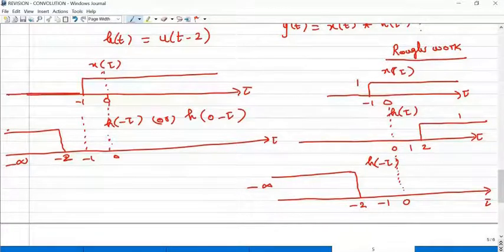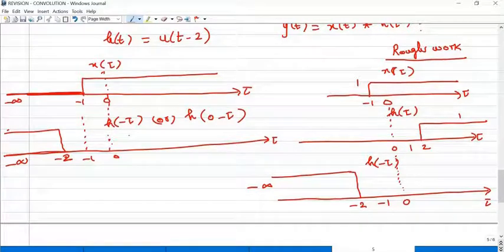Check here. From minus infinite to minus 1, nothing is there. Here, minus infinite to minus 2, some signal is there. If you multiply x of tau and h of t minus tau at t equal to 0, will you get any y of t? Any common region between these two? No, sir. So in this example, y of t equal to 0.